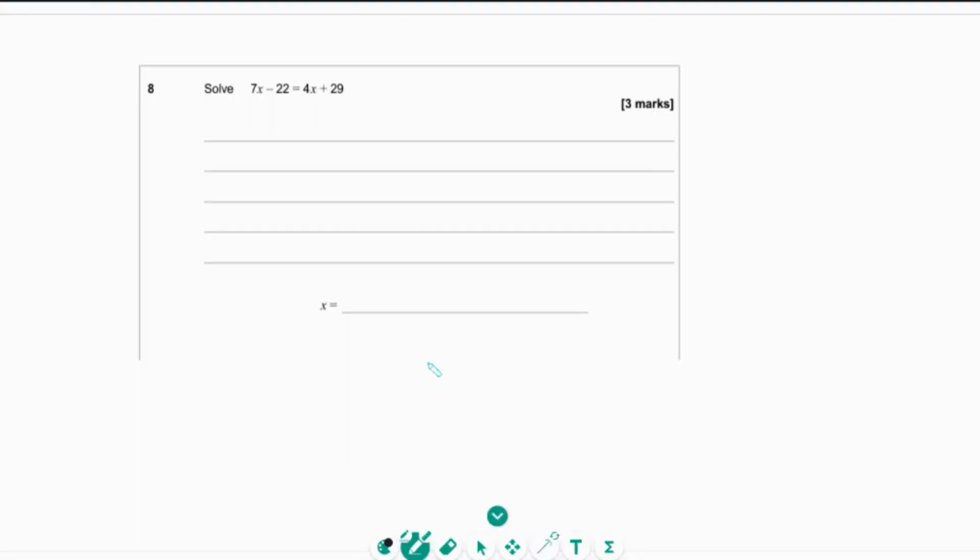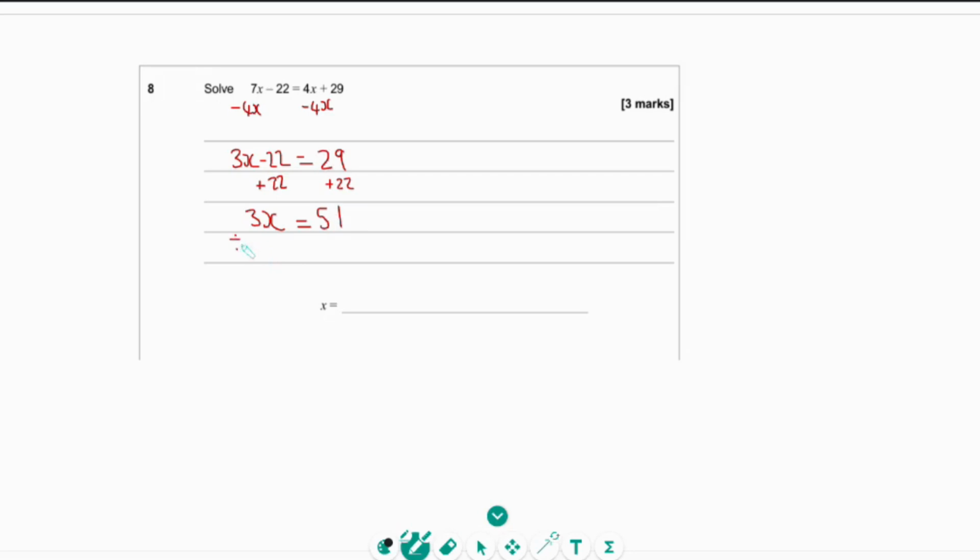Solve 7x minus 22 equals 4x plus 29. So we're going to find out the value of x. Let's balance out the x's first in this equation by subtracting 4x from both sides. If I take 4x off the right hand side, you're left with 29. Take 4x off the left hand side, we're left with 3x minus 22. I'm now going to add 22 to both sides. Leaves us with 3x on the left hand side, 51 on the right hand side.